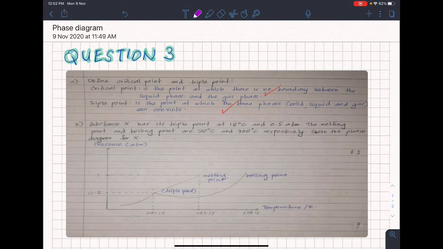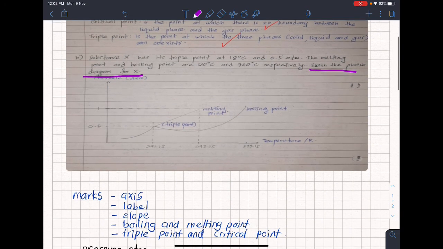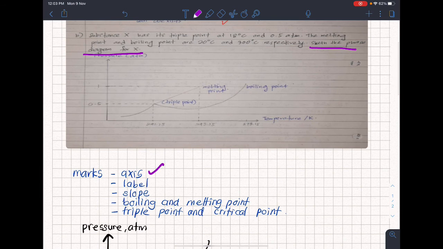Okay, hi. So, in this question, you need to sketch the phase diagram for X. For a phase diagram, what you need is axis, label, slope, either positive slope or negative slope, boiling point and melting point, and triple point and critical point. So you must have all these 5 characteristics.